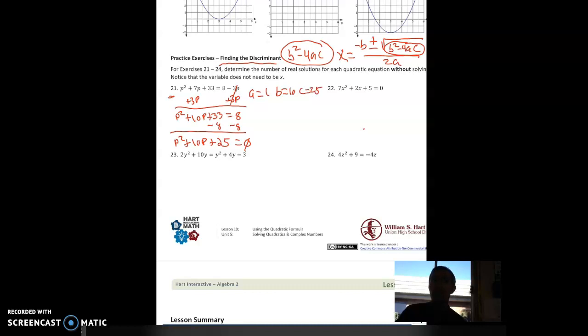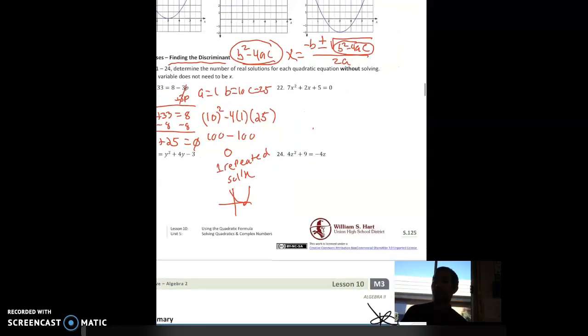Now what's the next step? To find the discriminant, which again is this b squared minus 4ac term, we just plug everything in. So we do 10 squared minus 4 times 1 times 25. 10 squared is 100. Minus 4 times 25 is also 100. So the discriminant in this case is just 0. That means if the discriminant is 0, we have one repeated solution. It also gives you an indication of what the quadratic will look like. It's going to touch the x-axis exactly once. Okay, let's go to the next problem.